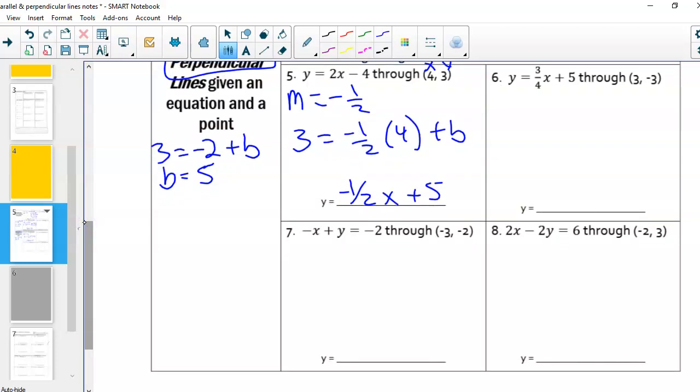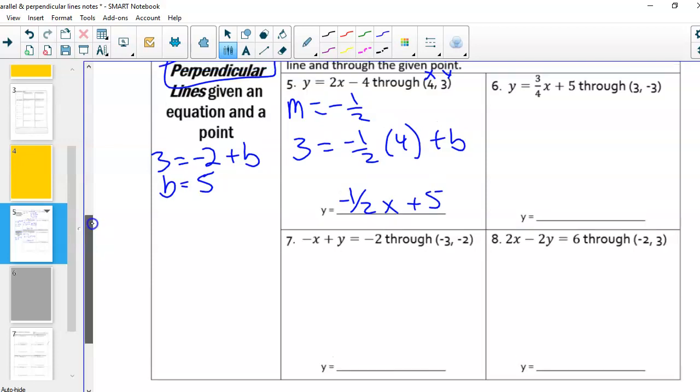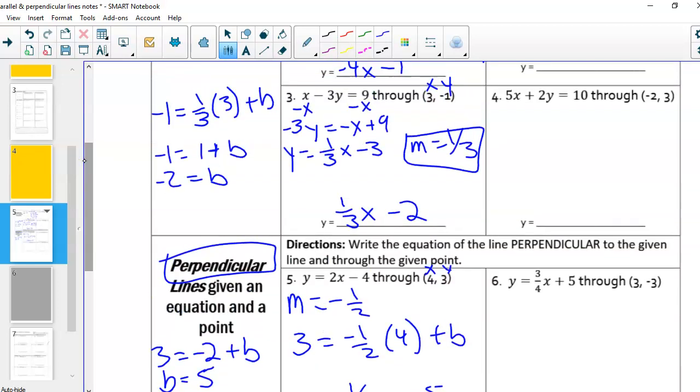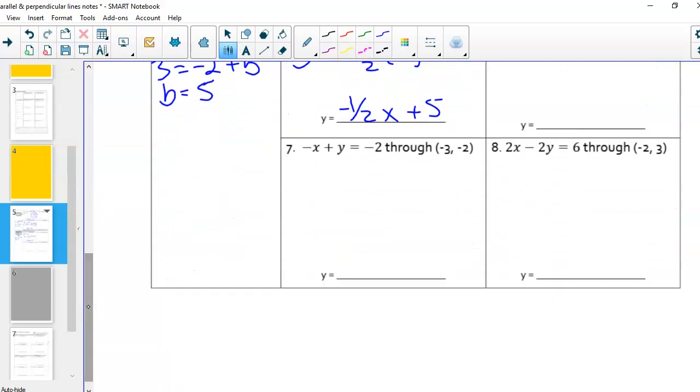So the process is basically the same. You just have to remember to actually change your slope in the beginning. But if you get problems like this, just like the ones we did with the parallel, you need to solve it first. That's still step one, no matter which type of problem it is. Solve it for y first. How would we get this equal to y? Add x. So y equals x minus 2.